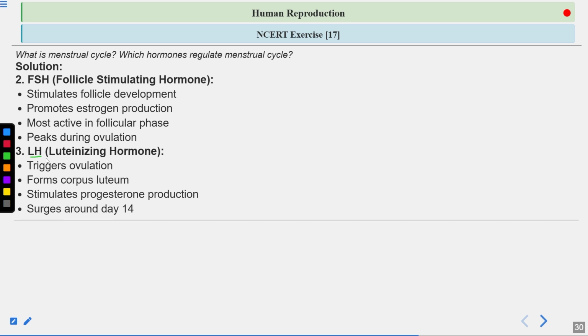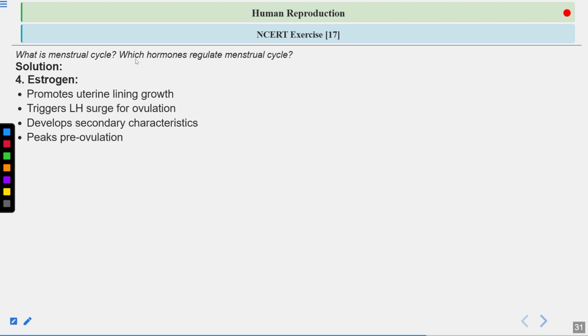Then luteinizing hormone. This luteinizing hormone, which is released from the anterior pituitary, ruptures the Graafian follicle and triggers the release of the egg by the process of ovulation. Then the remnants of the Graafian follicle transform into the corpus luteum. Then this corpus luteum secretes progesterone. And the LH surge means a rapid increase in the luteinizing hormone. This occurs at around 14 days, just before the ovulation.